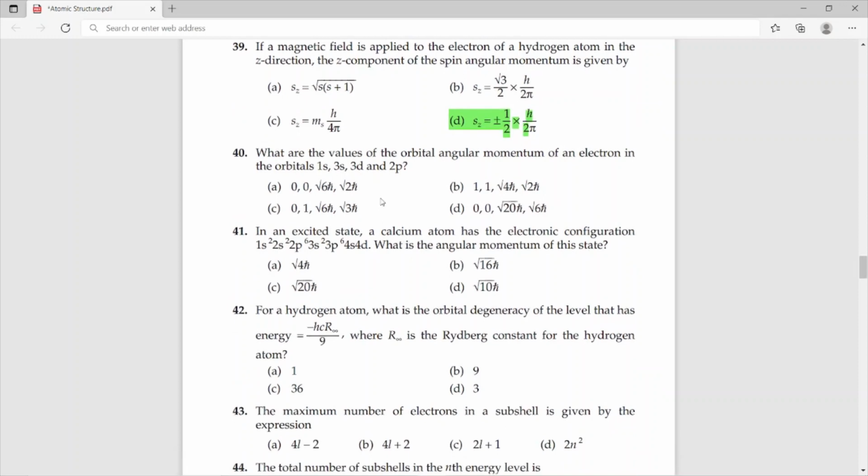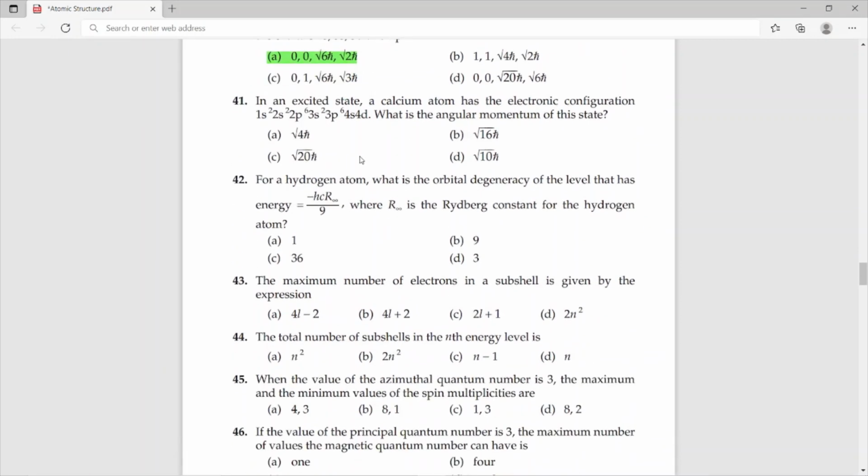Next, the 40th question is: what are the values of the orbital angular momentum of an electron in the orbitals 1s, 3s, 3d and 2p? We have a sequence of angular momentum values for each orbital in the 4 options. The right option for this is option A: 0, 0, root 6 times h, and root 2 times h for 1s, 3s, 3d and 2p respectively.